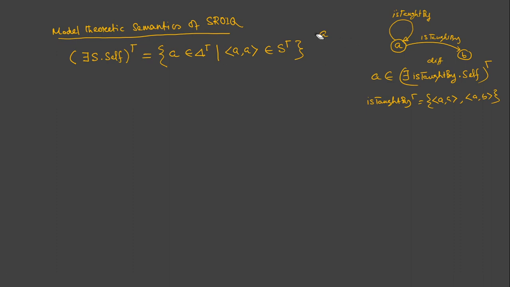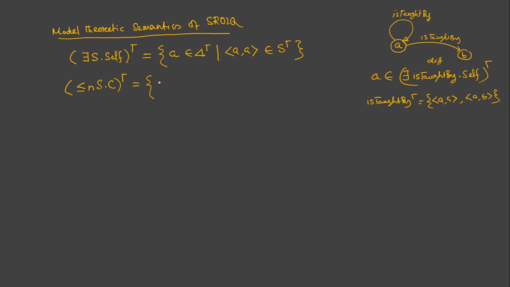So all these A's for which you have got this thing to be there in S, that will be a member of this there exists S self, right? Now coming to the semantics of the max cardinality, less than or equal to n S C. Basically we'll be counting the number of S connections going out of the subject, and all the values that we have in the object position should belong to C, right?